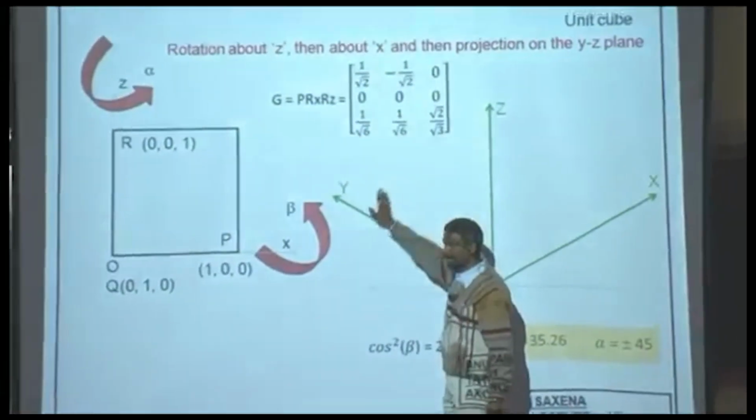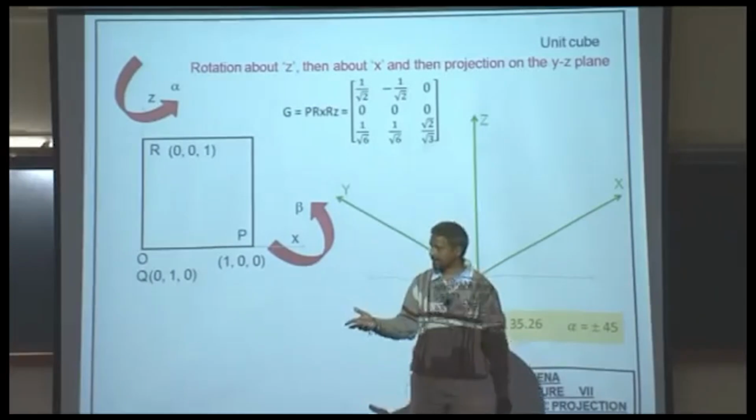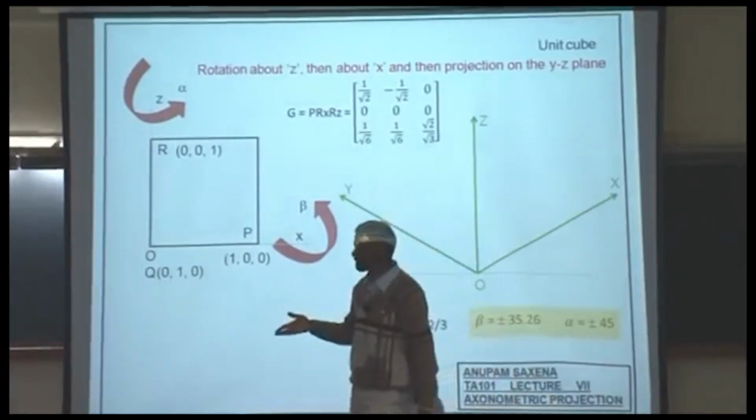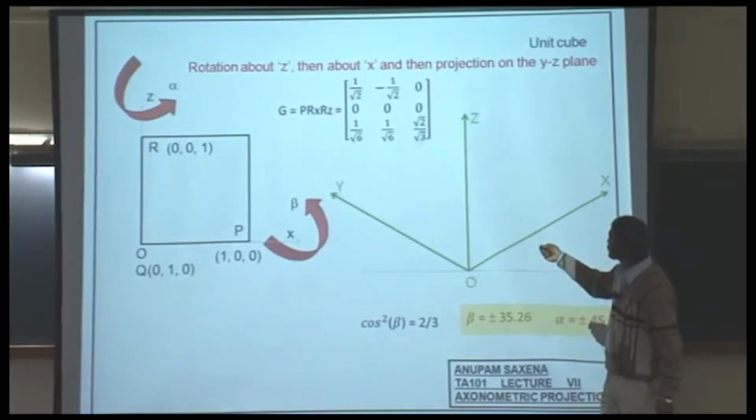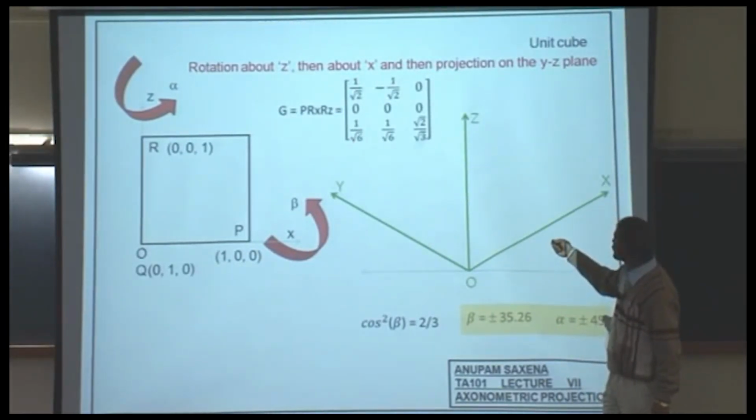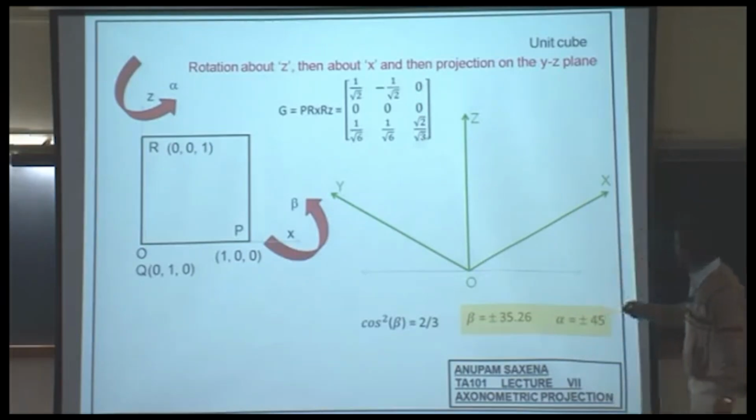If you plug in the values of alpha and beta, let's take just the positive values. You will get the new coordinates of p as 1 over root 2, 0 and 1 over root 6. New coordinates of q as minus 1 over root 2, 0 and 1 over root 6. New coordinates of r as 0, 0 and root 2 over root 3. So your p will be lying here. Your q will be lying here. And your r will be lying here.